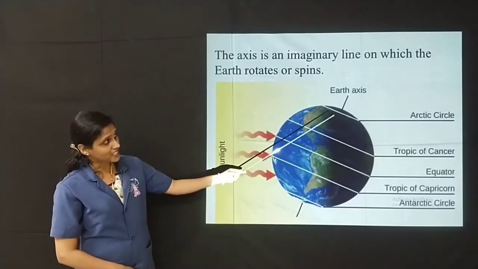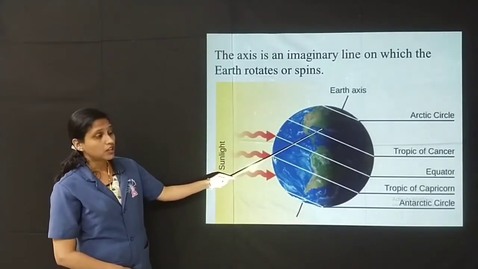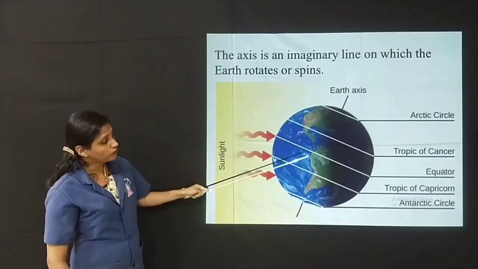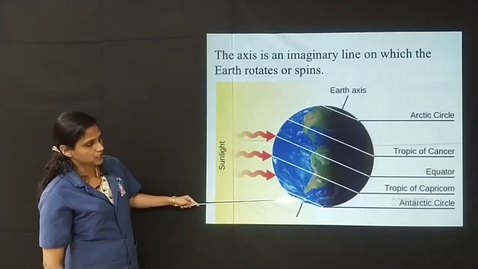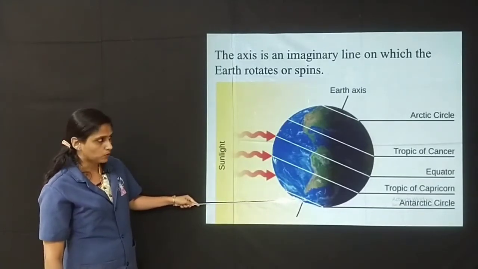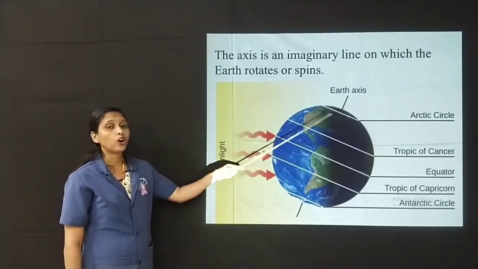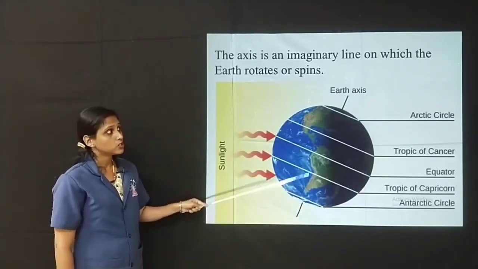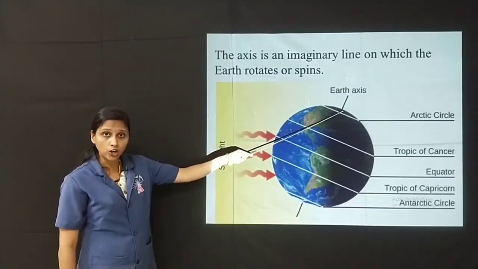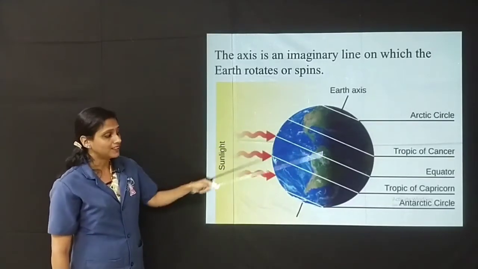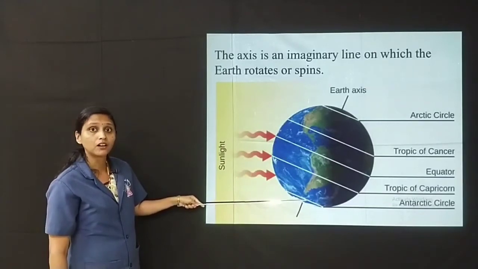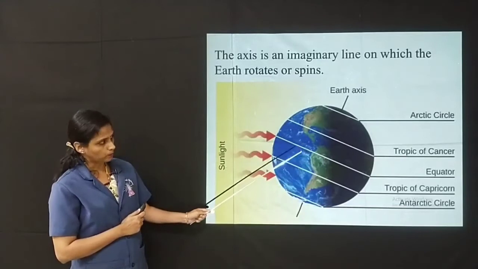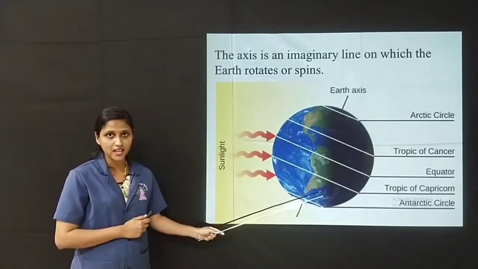The end of the axis in the northern hemisphere is called the North Pole. The end of the axis in the southern hemisphere is called the South Pole. So, this is northern hemisphere and this part is southern hemisphere. So, the end is called the North Pole in the northern hemisphere and this end in the southern hemisphere is called the South Pole.